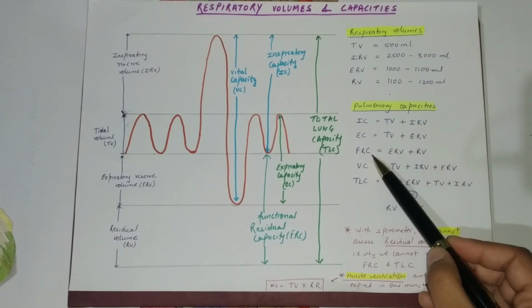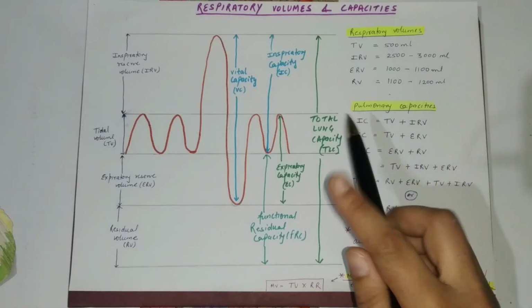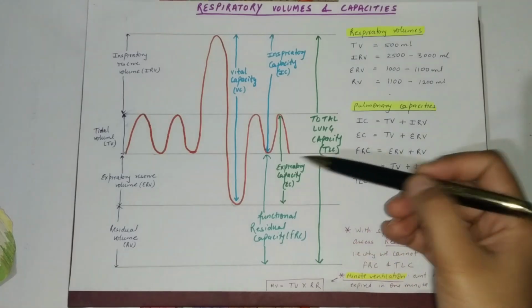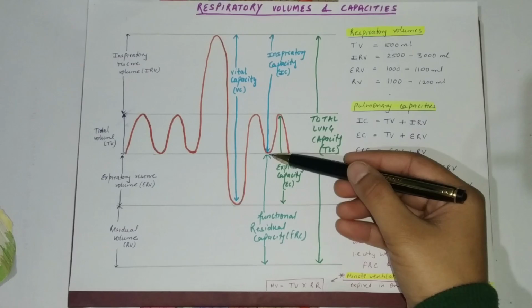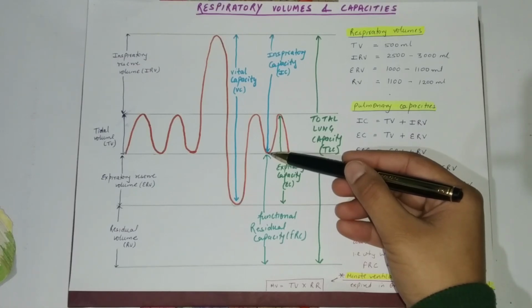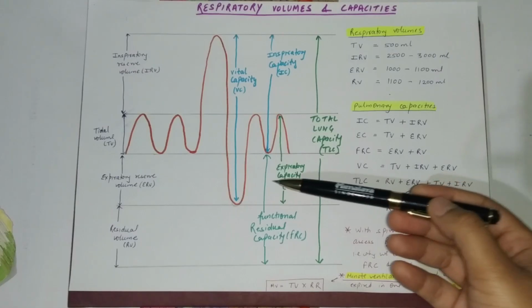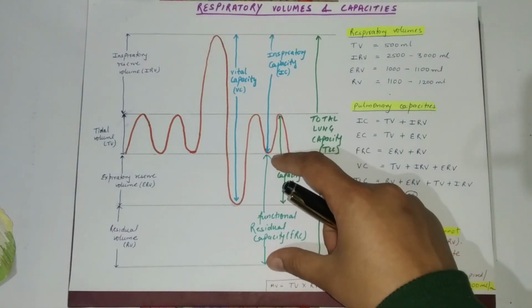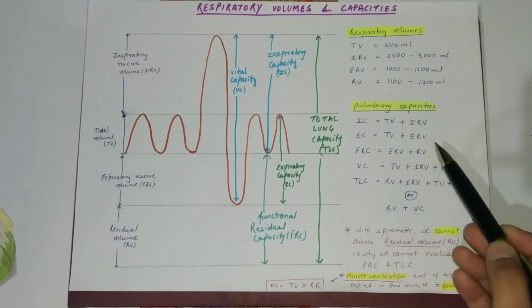Next capacity in line is functional residual capacity. It is the volume of air that will remain in the lung after a normal expiration. After a normal expiration, the lung volume is this much. So we have expiratory reserve volume and the residual volume. This will comprise the functional residual capacity, ERV plus RV.